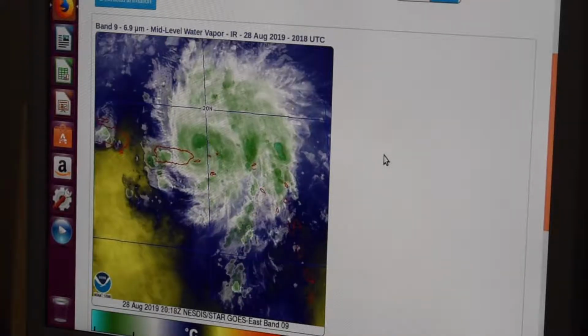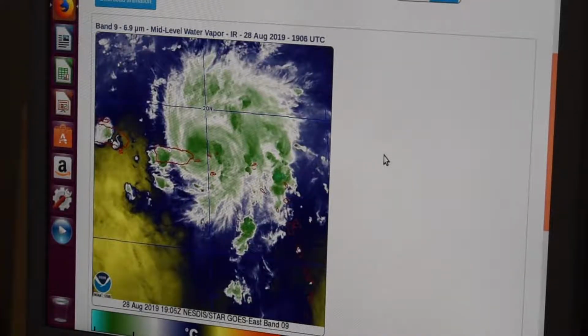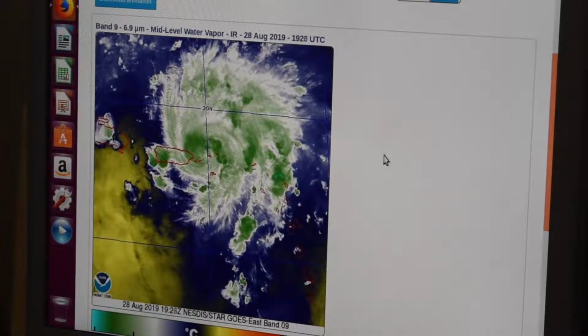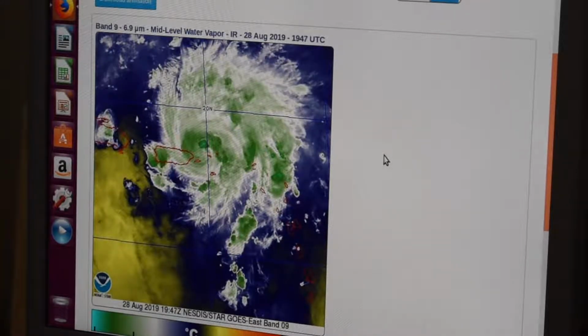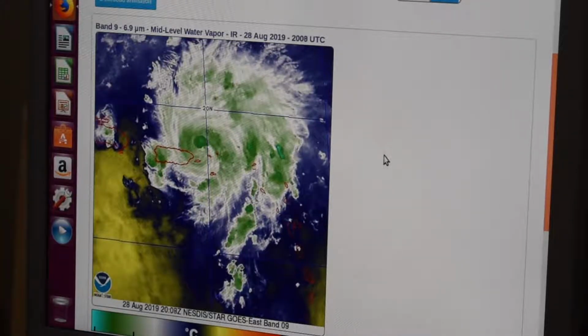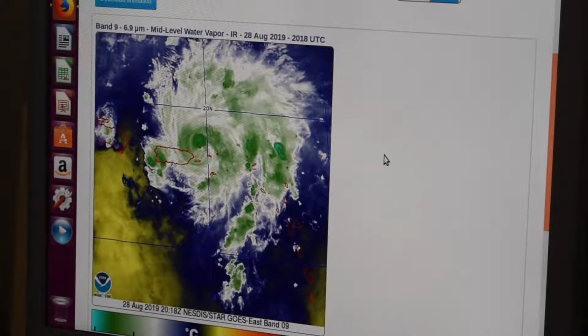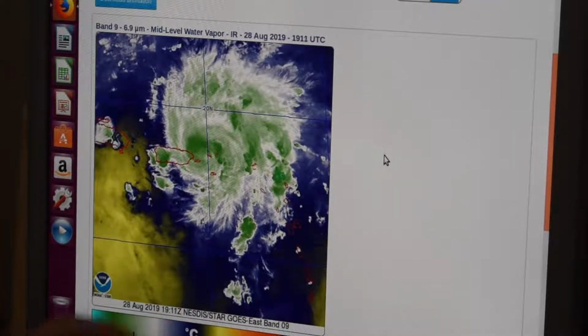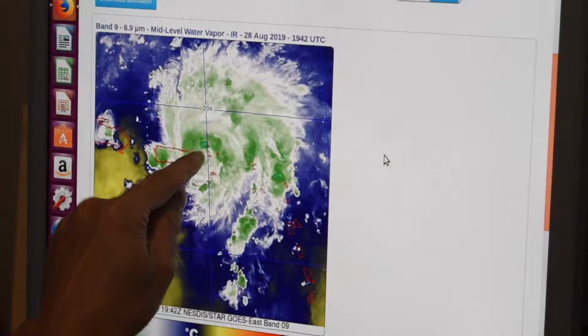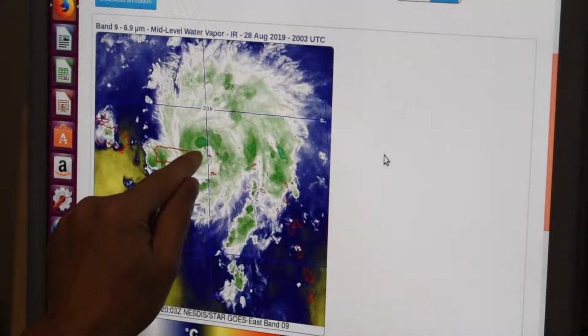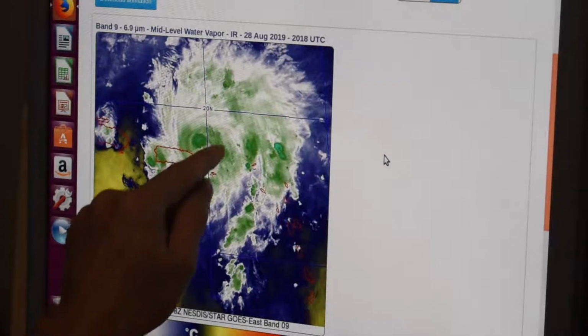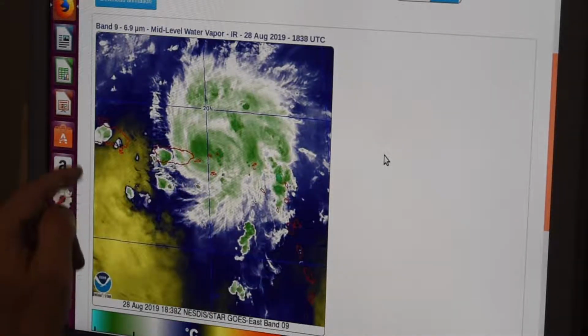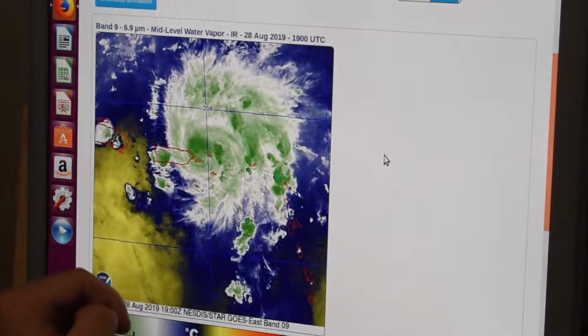This is a water vapor image from the mid-level. Basically what I'm looking for here is there any dry air that's being entrained into the storm that'll help disrupt it a little bit? Or does it have enough moisture with it that it's going to sustain itself and grow? So as you can see here, the core of the hurricane is somewhere in this area. Looks like it's got plenty of moisture. It doesn't look like a whole lot of dry air is being wrapped in.